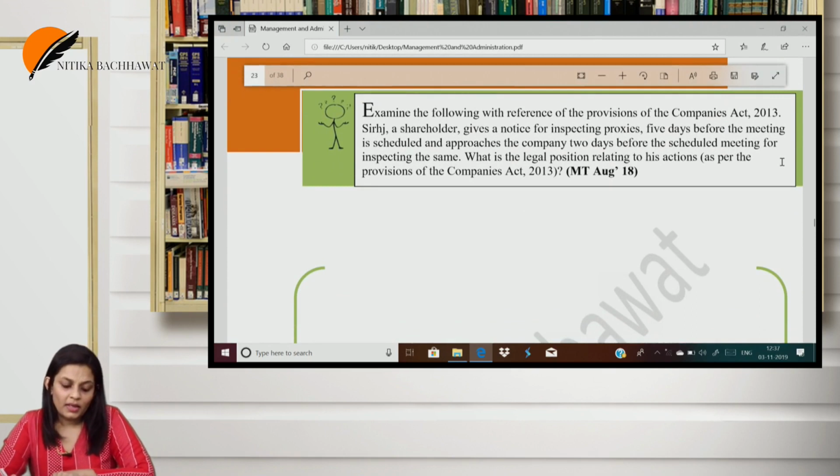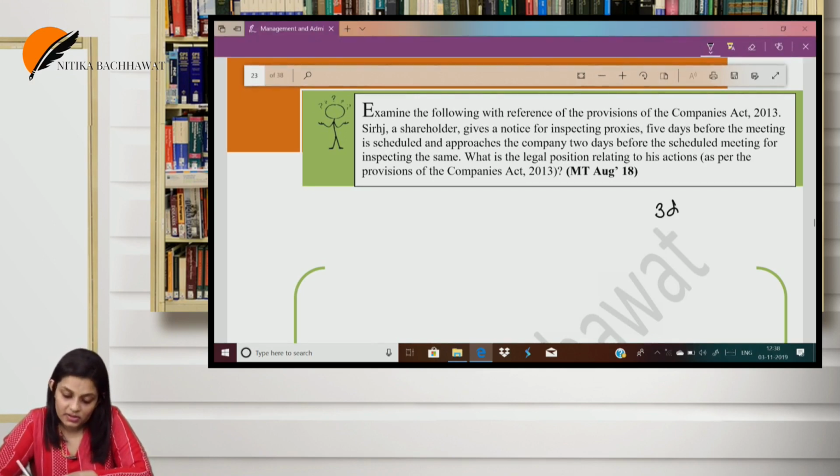The next one, examine the following with the reference of the provisions of the Companies Act 2013. Siraj, a shareholder, gives a notice for inspecting proxies 5 days before the meeting is scheduled and approaches the company 2 days before the scheduled meeting for inspecting the same. What is the legal position relating to his actions? Can a member inspect the proxy form? Yes. But if he wants to inspect a proxy form, he has to give a 3 days notice.